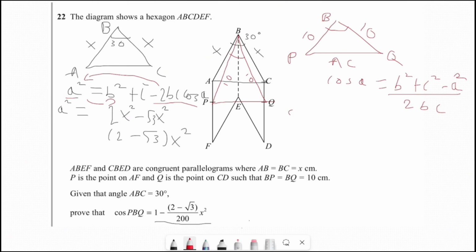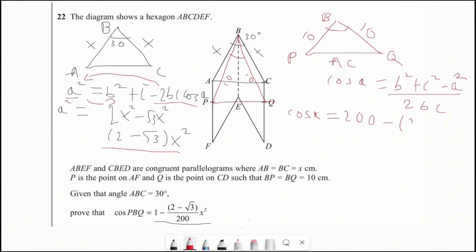So we've got cos a is equal to, well, 10 squared plus 10 squared. We know 10 squared is 100. 100 plus 100 is 200. Subtract a squared. Well, we know a squared is this here, so we could just fill that in. And that's why we've kept the a squared as it is. We haven't square rooted it, because we could just plug that straight into our equation.